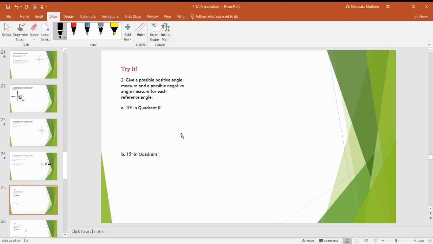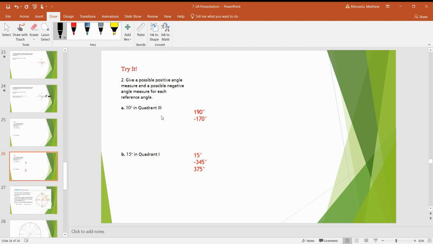Okay, let's take a look at how we did. So 10 degrees in quadrant 3, which means quadrant 3 is down bottom left. I know this has got to be 10 degrees, so it's 180 plus 10. Or we can go backwards almost 180, but 10 less. So we can go backwards 180 minus 10, so negative 170 degrees. 15 degrees in quadrant 1. In quadrant 1, those are our reference angles. You could add a 360 to it and say it's a 375-degree angle too. You could add another 360 to that.